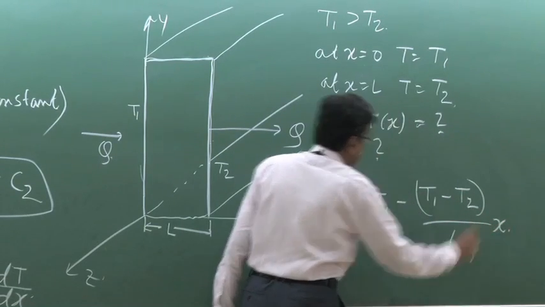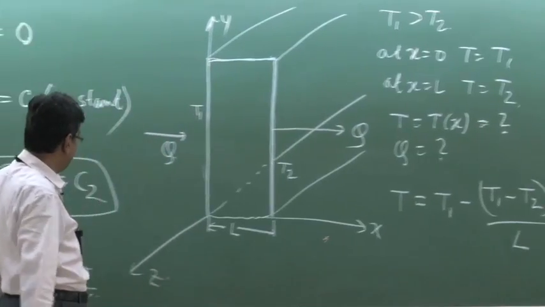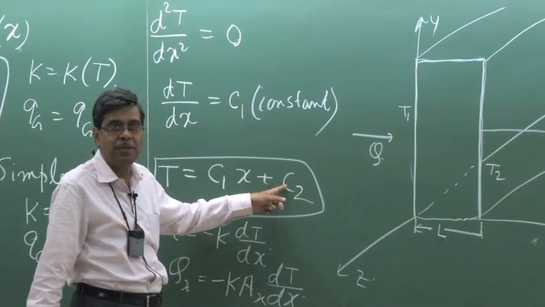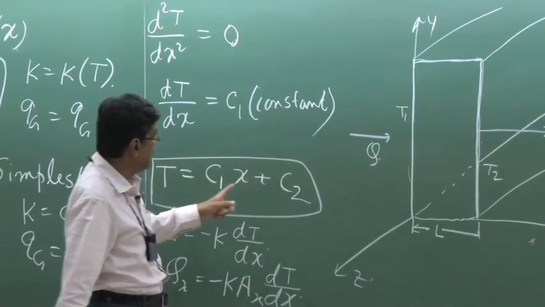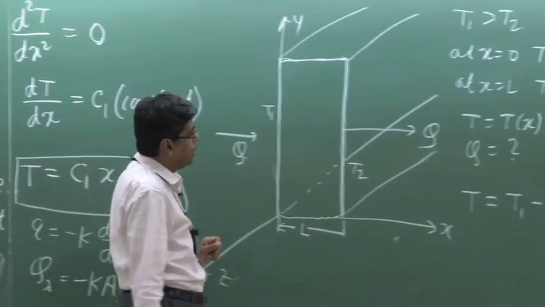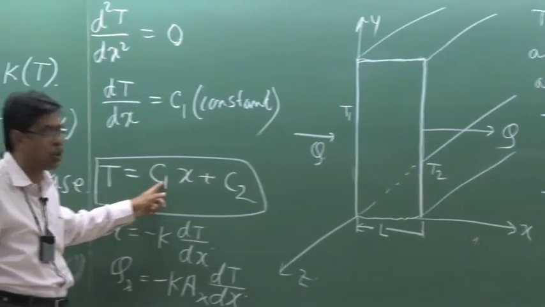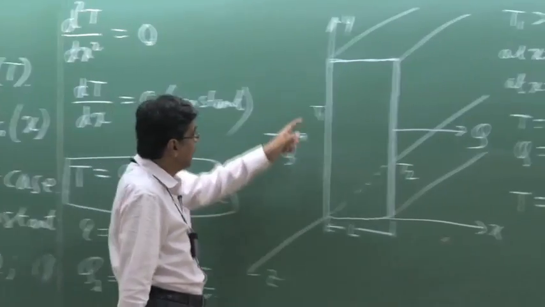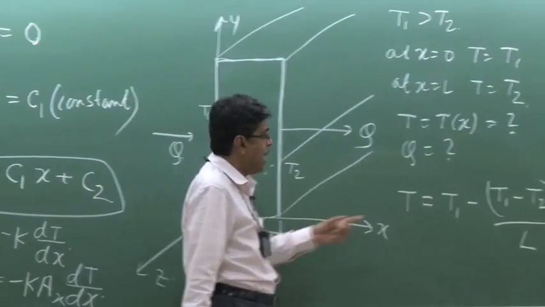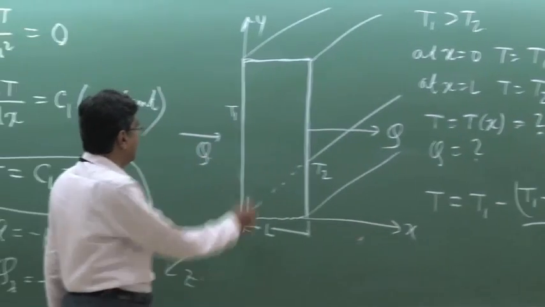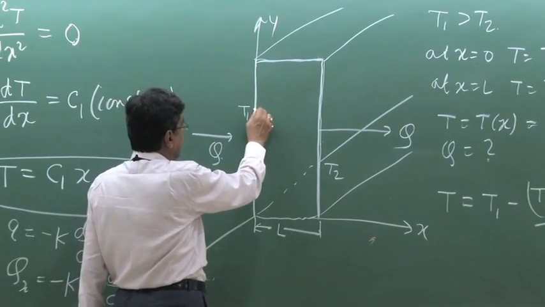First boundary condition, at x is equal to 0, T is equal to T1, you get C2 is T1. And the second boundary condition, if you give, you get the value of C1, which indicates the slope, which will be T2 minus T1 divided by L, and we write in this fashion. That means this is a linear temperature distribution with a negative slope.